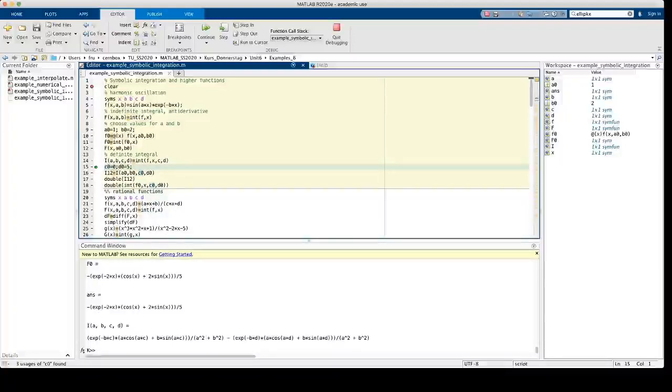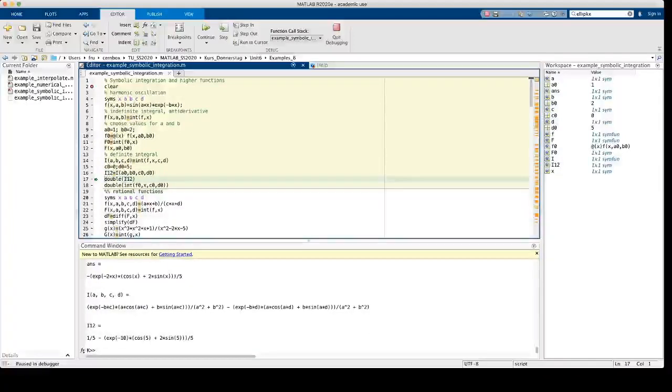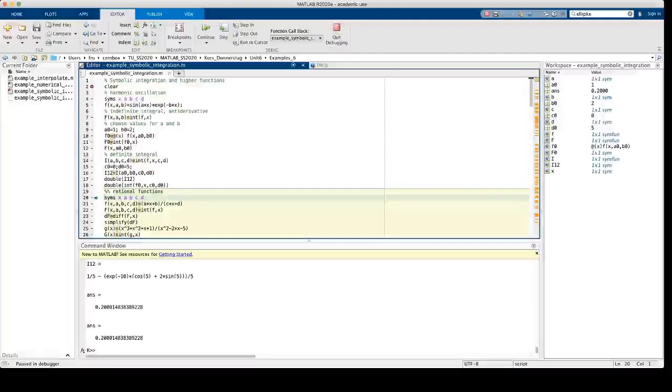Now we can also specify c and d to 2 numerical values. Let's say c naught equals 0 and d naught equals 5. And we can now substitute our numerical values into the definite integral, capital I. We get a symbolic constant, which we now can convert to a numerical constant by the function double. It's about 0.2. Of course, we get the same result if we integrate the function small f naught in the limits from c naught to d naught. Remember that f naught was the special case of f for a equals a naught and b equals b naught.